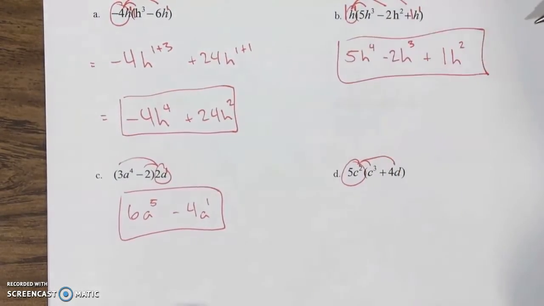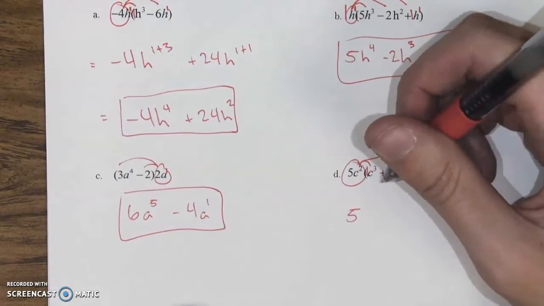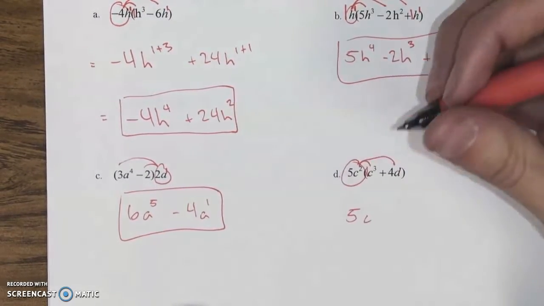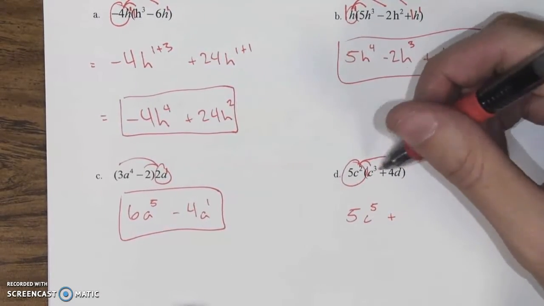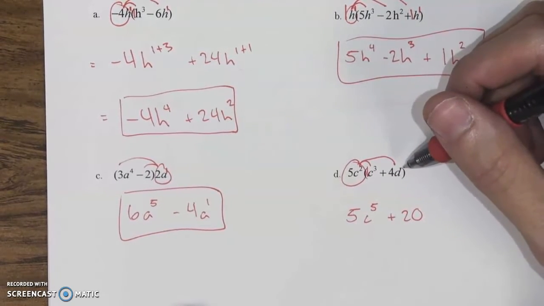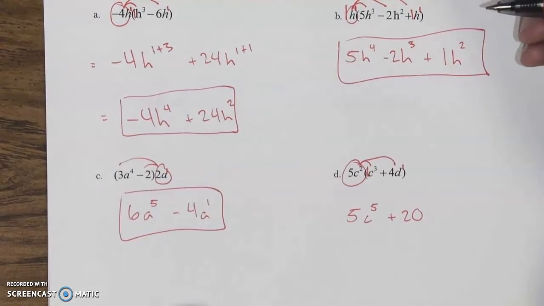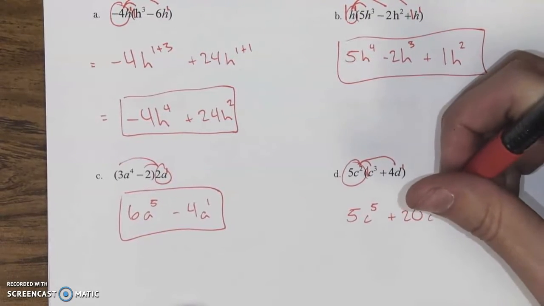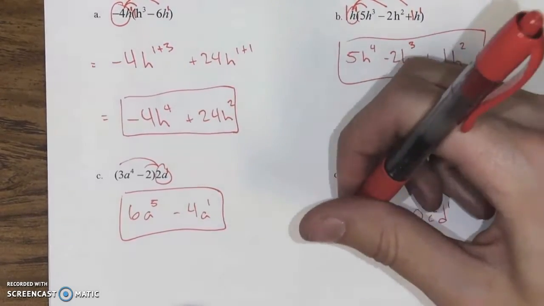We're going to distribute this to each term. So 5 times 1 is 5. C squared times c cubed is c to the 2 plus 3, or c to the 5th. 5 times 4 is 20. And then here, remember, we don't have the same base. We have c squared and we have d to the 1. We don't have the same base, so we cannot add those exponents. Remember, in order to add the exponents, we must have the same base. So we just leave it as is. C to the second power, d to the first power. And that is our solution.